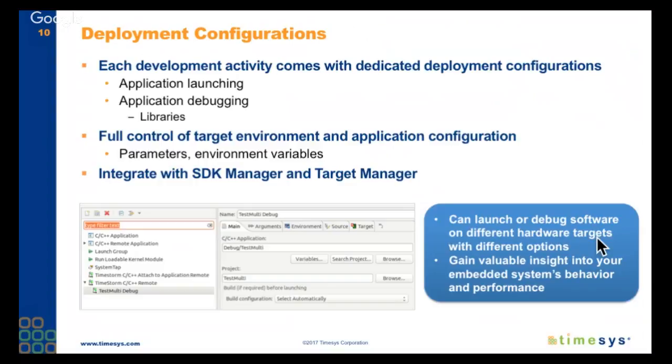Through those deployment configurations, I can launch or debug software on different hardware targets with different options. So I can have two or three different boards in the network configured with different system settings, and I can verify my application, not only run, but also debug it on those different targets very easily. Deployment configurations are there for that.